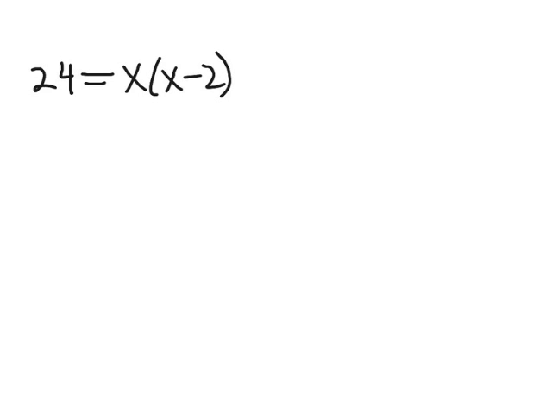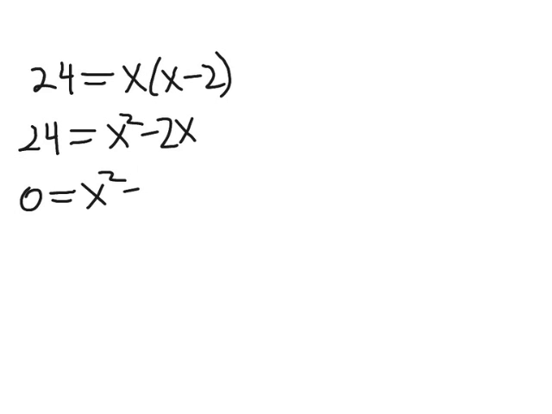Alright, well on the surface this one doesn't look nonlinear because I just see x and an x, but of course when we make a move to simplify, when we distribute that x through, we do see that this is a nonlinear equation. It has an x squared in it. Alright, so I'm going to move the 24 over to get my 0 on one side. And now I see I have my equation.